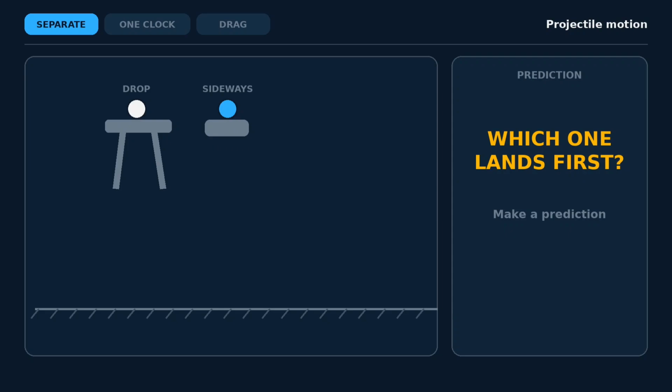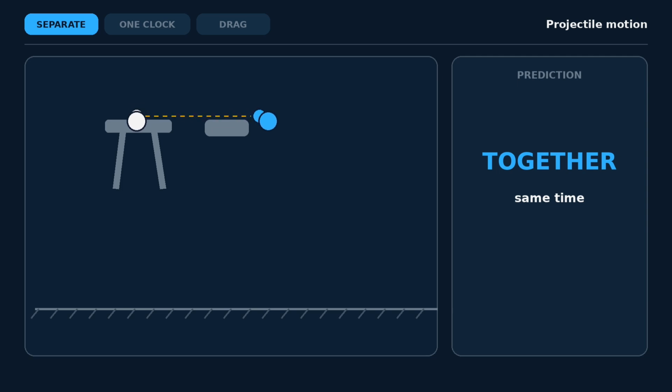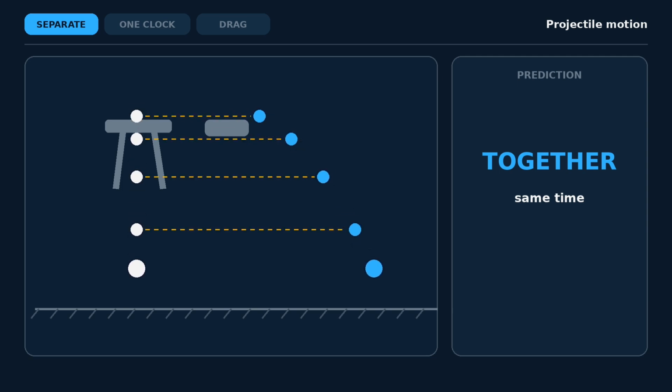These two balls start at exactly the same height. One is simply dropped, the other one is launched sideways at the same instant. Which one reaches the ground first? If air resistance is negligible, they land together at exactly the same time.